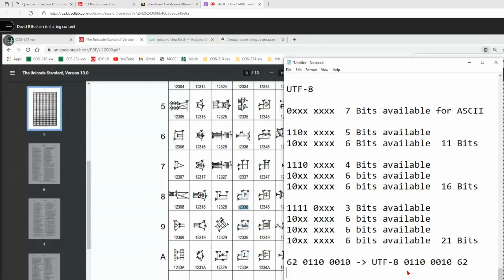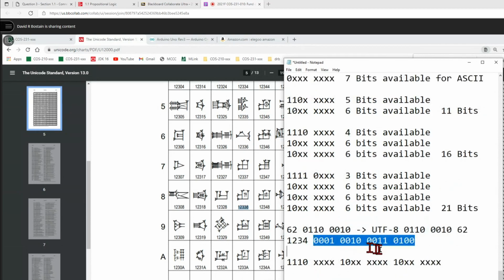So let's say we wanted to take the number 1234 and encode that. That's hex 1, 2, 3, 4. We have 4, 8, 12. It's 13 bits long. Won't fit in here, so it's going to have to go in this. So we're going to have a 1110 XXXX, 10 XXXXXX, 10 XXXXXX. So the basic guy is this.